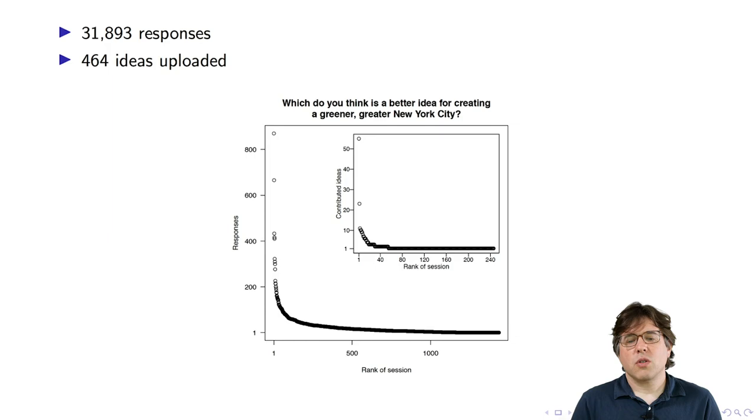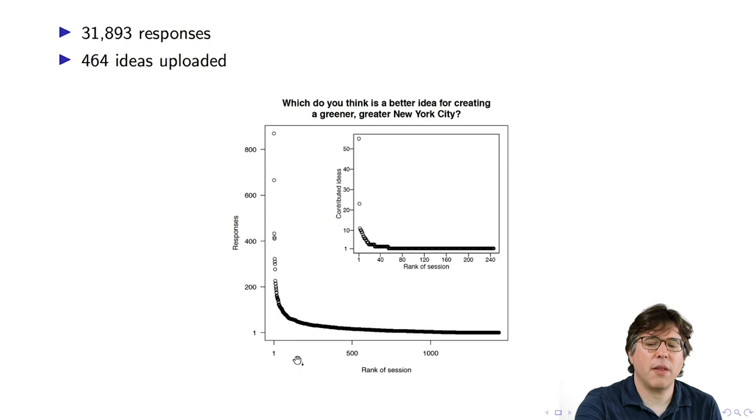The mayor's office ran this wiki survey. They collected about 31,000 responses, and they had 464 ideas uploaded. These two graphs are rank order plots, just like the cartoon I showed of Wikipedia. Here we have the people sorted by the number of responses they submit.